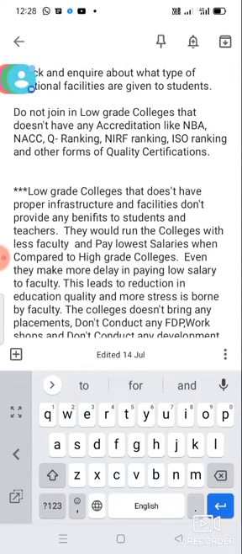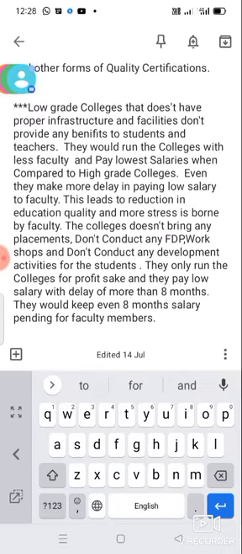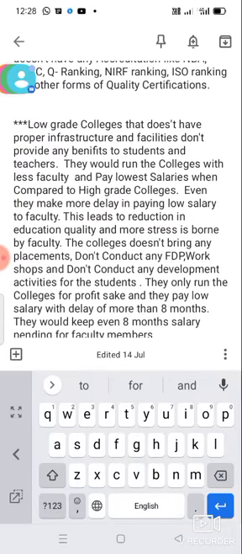I am going to say that don't join low grade colleges that don't have any accreditation like NBA, NAAC, QS ranking, NIRF ranking, ISO ranking and other forms of quality certifications. Why? Because in low grade colleges there are situations where they don't have proper infrastructure and facilities. They do not provide any benefits to students and teachers.